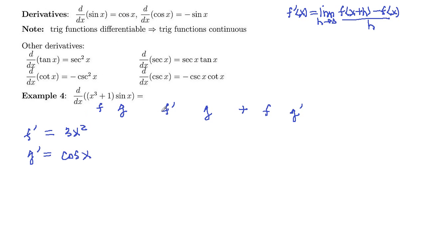So now we'll go ahead and plug in. Our f prime, 3x squared, times g, which is sine x, plus f, which is x cubed plus 1, times our g prime, which is cosine x. And you could multiply this out, but we'll just leave it like that. That's simplified enough.